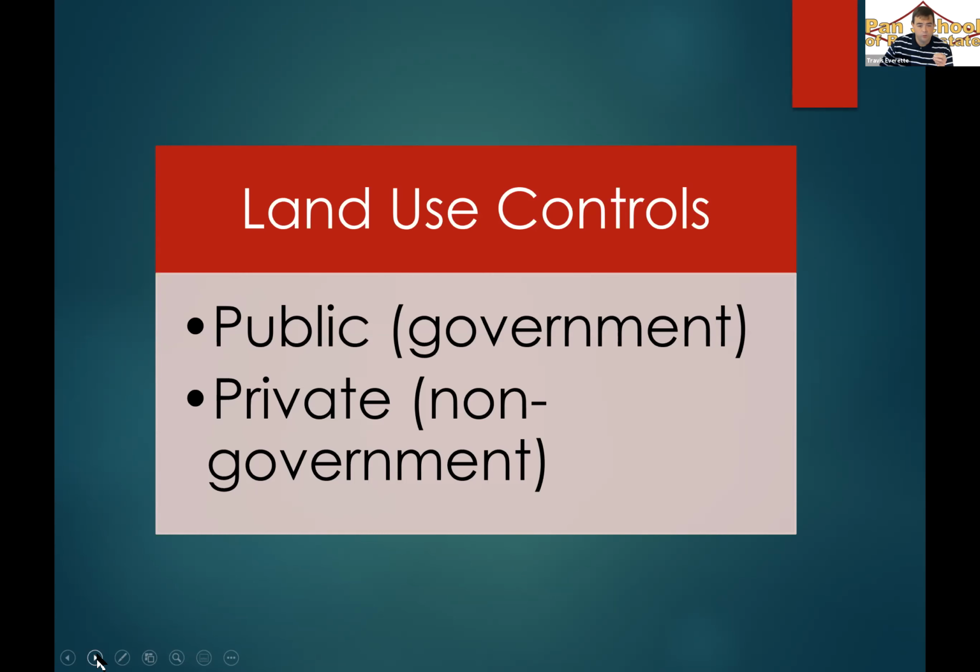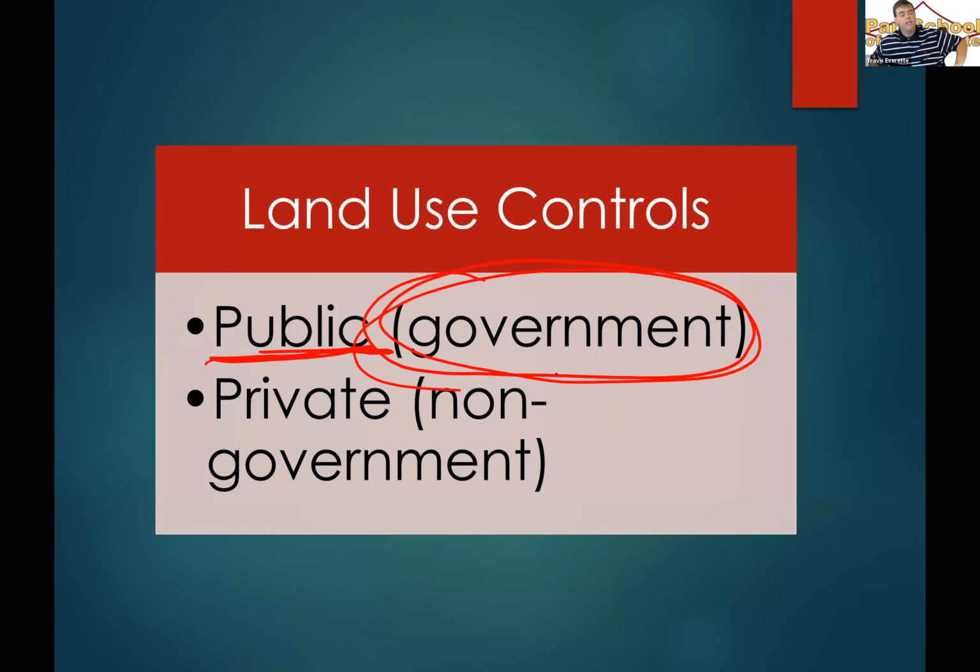Land can be restricted by two different groups of people. The restrictions can come from the public, from the government, from us as society. These are laws. These are government regulations. These are things like planning and zoning regulations. Those things come from the government. Now here's where, if you don't pay attention to this, you're going to miss a boatload of test questions about this.